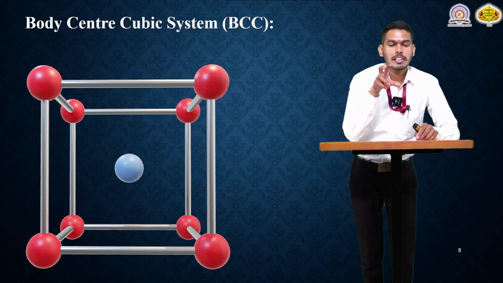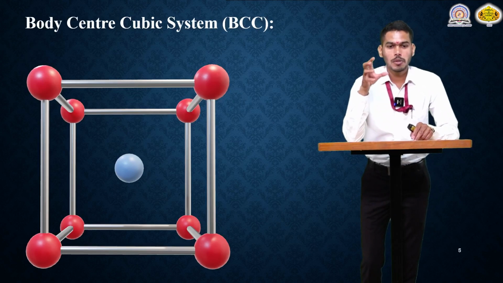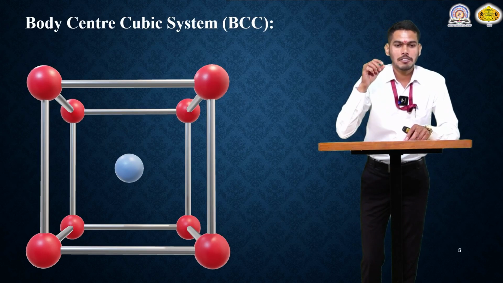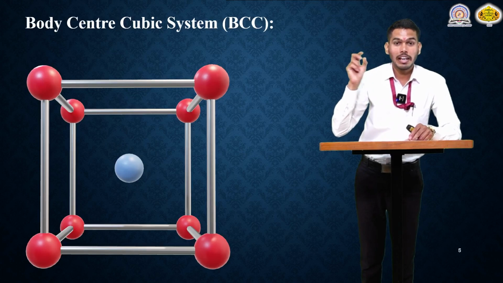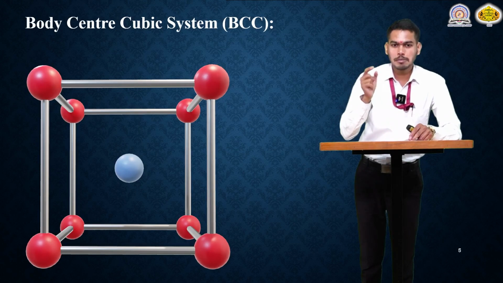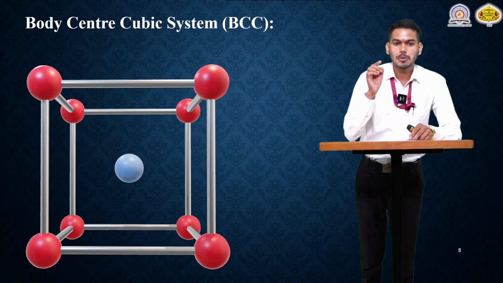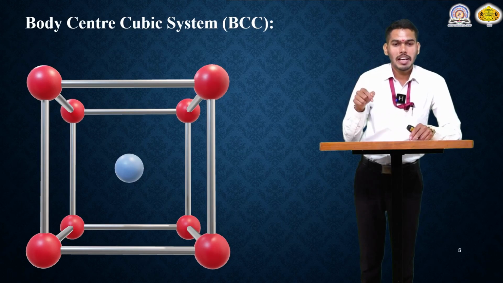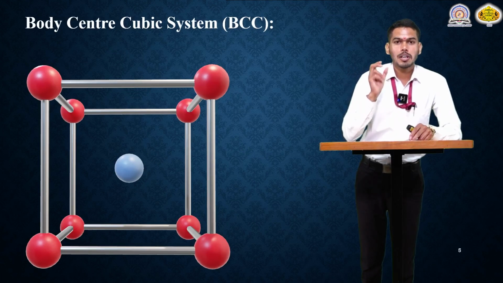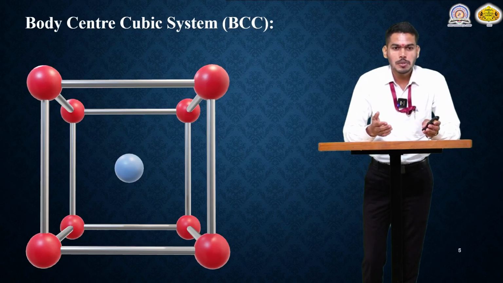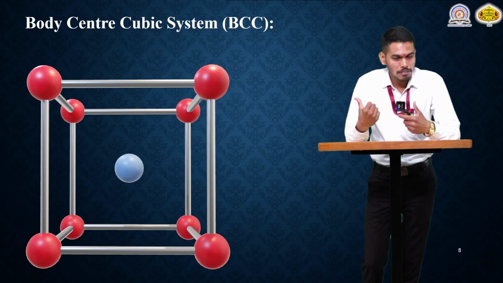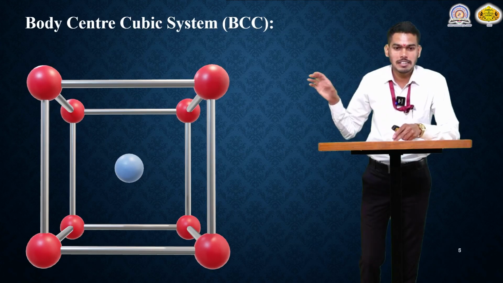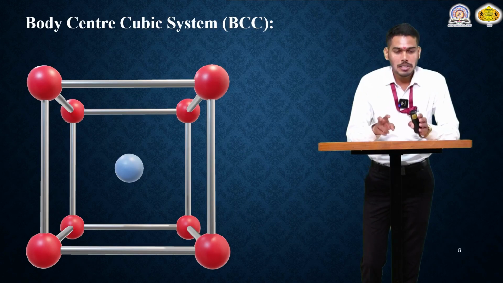So that one atom is wholly in the cubic system, and then 1/8 of each red atom is inside the cubic system. So 1/8 times 8, as we have 8 corners, is 1. So the total number of atoms in a body-centered cubic system is 2. So in a body-centered cubic system, only 2 atoms are placed inside.